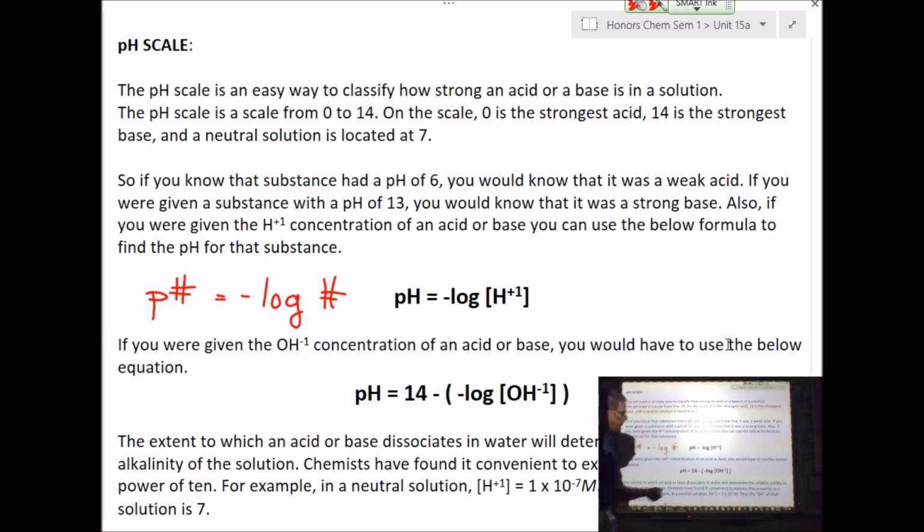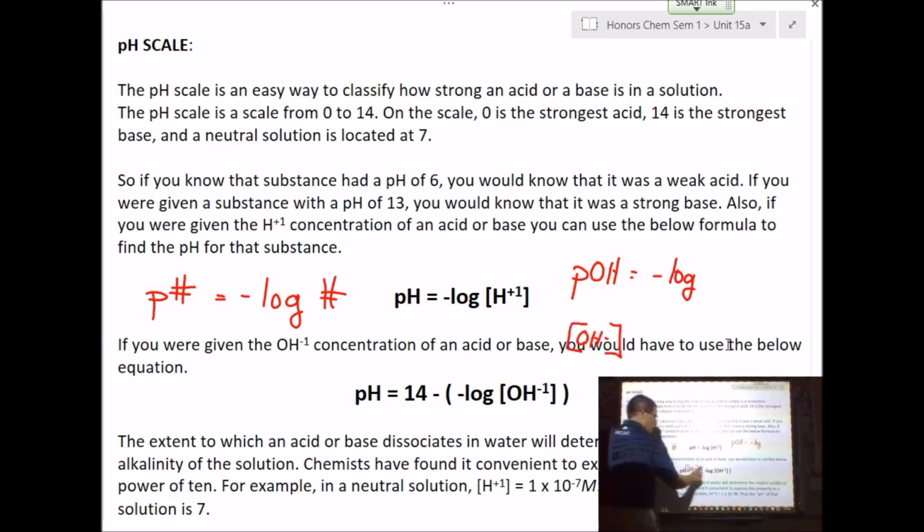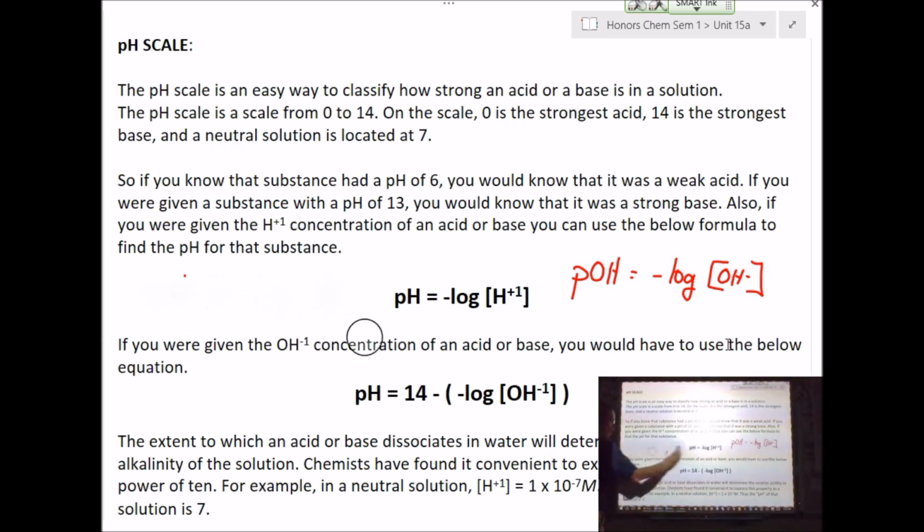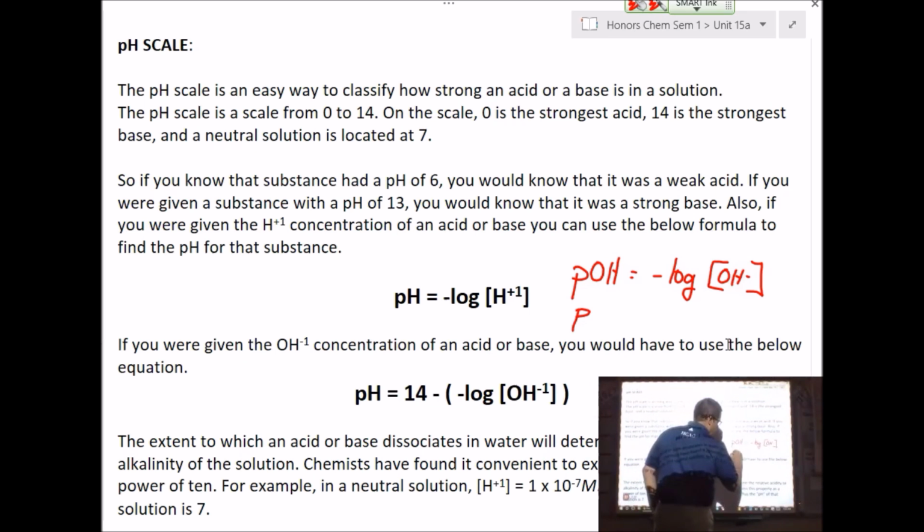So if I were looking for pOH, then I'm going to take the negative log of what, do you think? The hydroxide. Very good. And I would give you that. There's also another way: if I gave you hydrogen concentration, you could find the pH rather easily, but if I gave you hydroxide, you could do it this way, because another thing I'll give you is that pH plus pOH is equal to, anybody remember? That's right, 14.